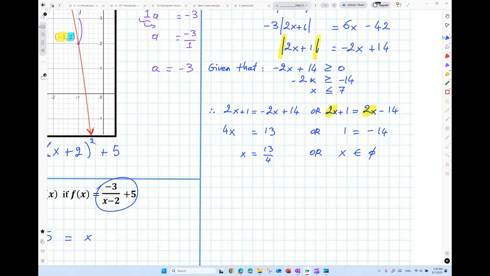13 over 4 is 3 point something, 25, and is indeed less than 7. So you do not have to exclude any extraneous solution. You can always conclude to make sure that x equals 13 over 4.